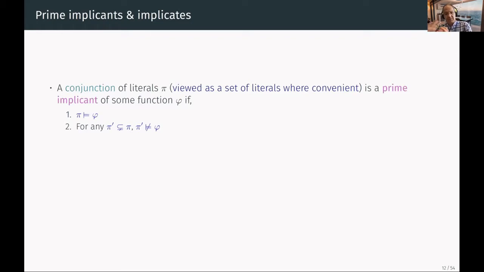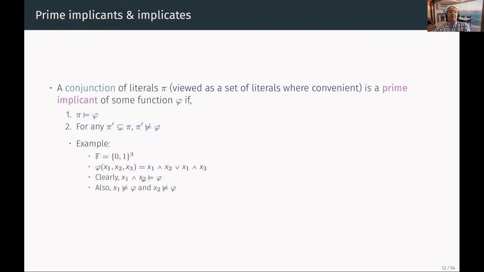So let's see, to clarify the definition of prime implicant: a conjunction of literals pi, which we can also view as a set of literals, is a prime implicant of some function if the set of literals entails the function, and any subset of that set of literals does not entail the function.